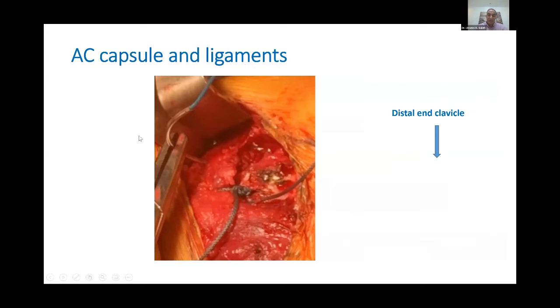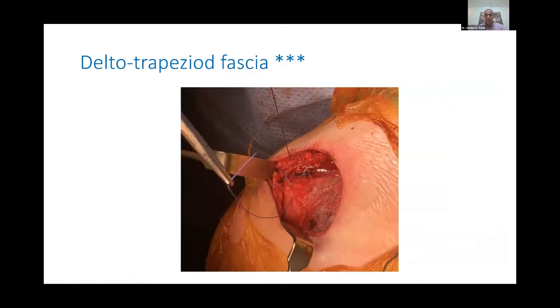Sometimes I use the same needle and take some stitches from the bone here and go through all the bone in the acromion as well. That's the second structure we have to address, the acromioclavicular ligament and acromioclavicular capsule. The third one, which is also a very important one, you have to tightly close the deltotrapezial fascia because it's a very important dynamic stabilizer of the AC joint.